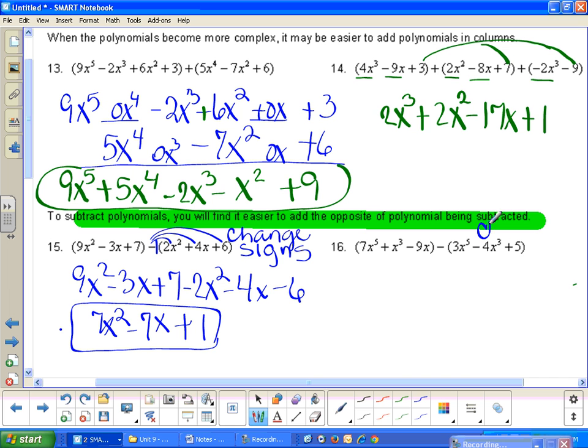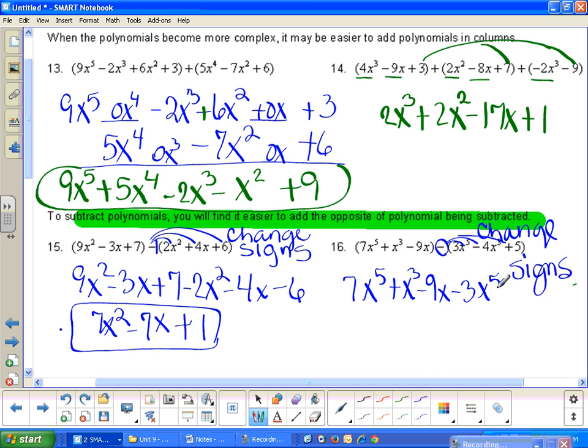And on 16, change signs. Let's rewrite it. 7x to the fifth plus x to the third minus 9x. This is going to change all of these signs. Minus 3x to the fifth plus 4x to the third minus 5.